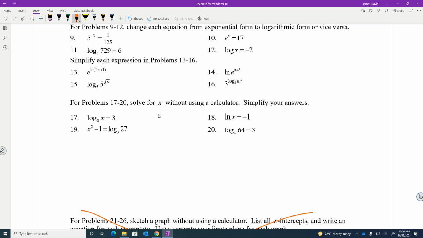Alright, exponential to logarithmic or vice versa. I think, for whatever reason, it's easier for me to go from logarithmic to exponential than the opposite. So I want to look at number 11 first. I guess it's easier to just see the numbers. On number 11, how would we write that to exponential?